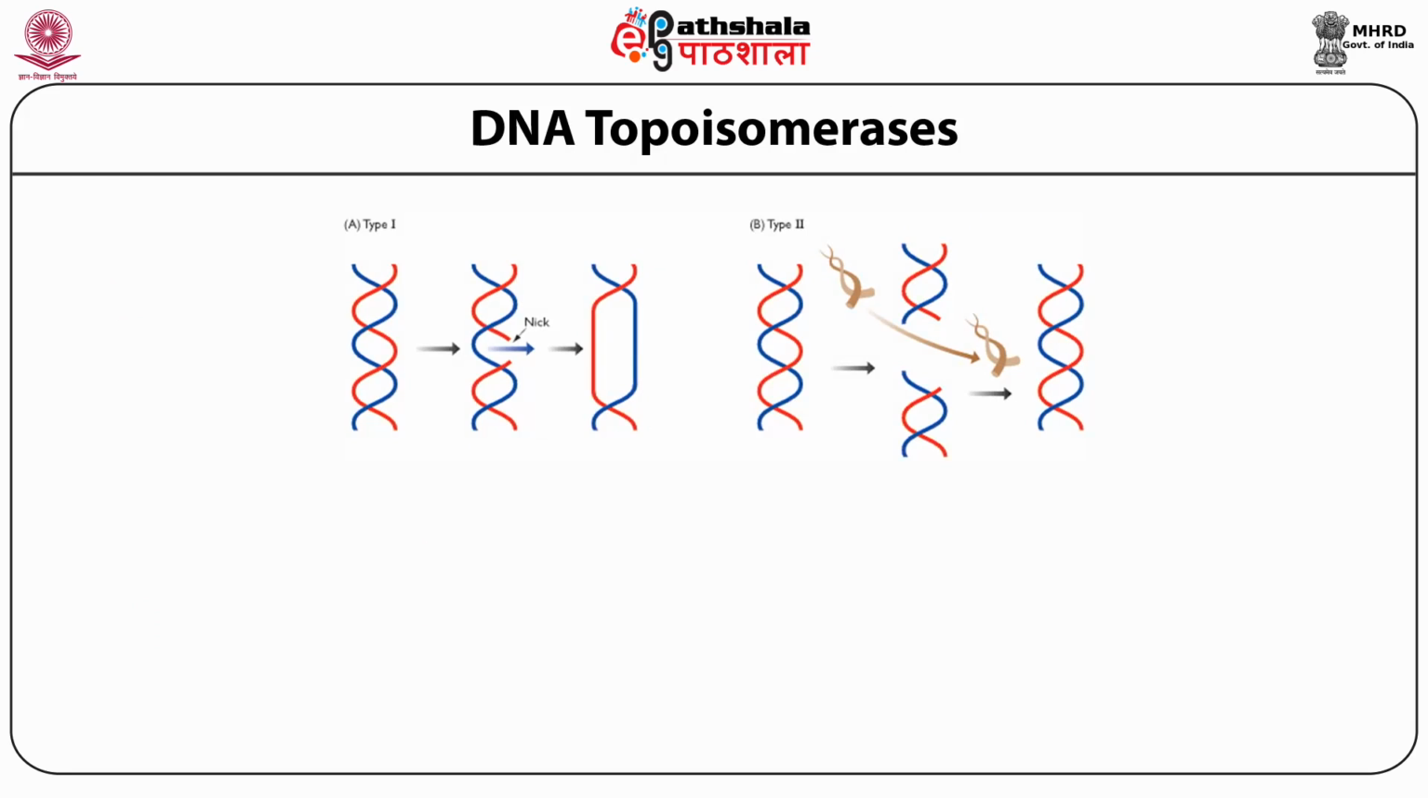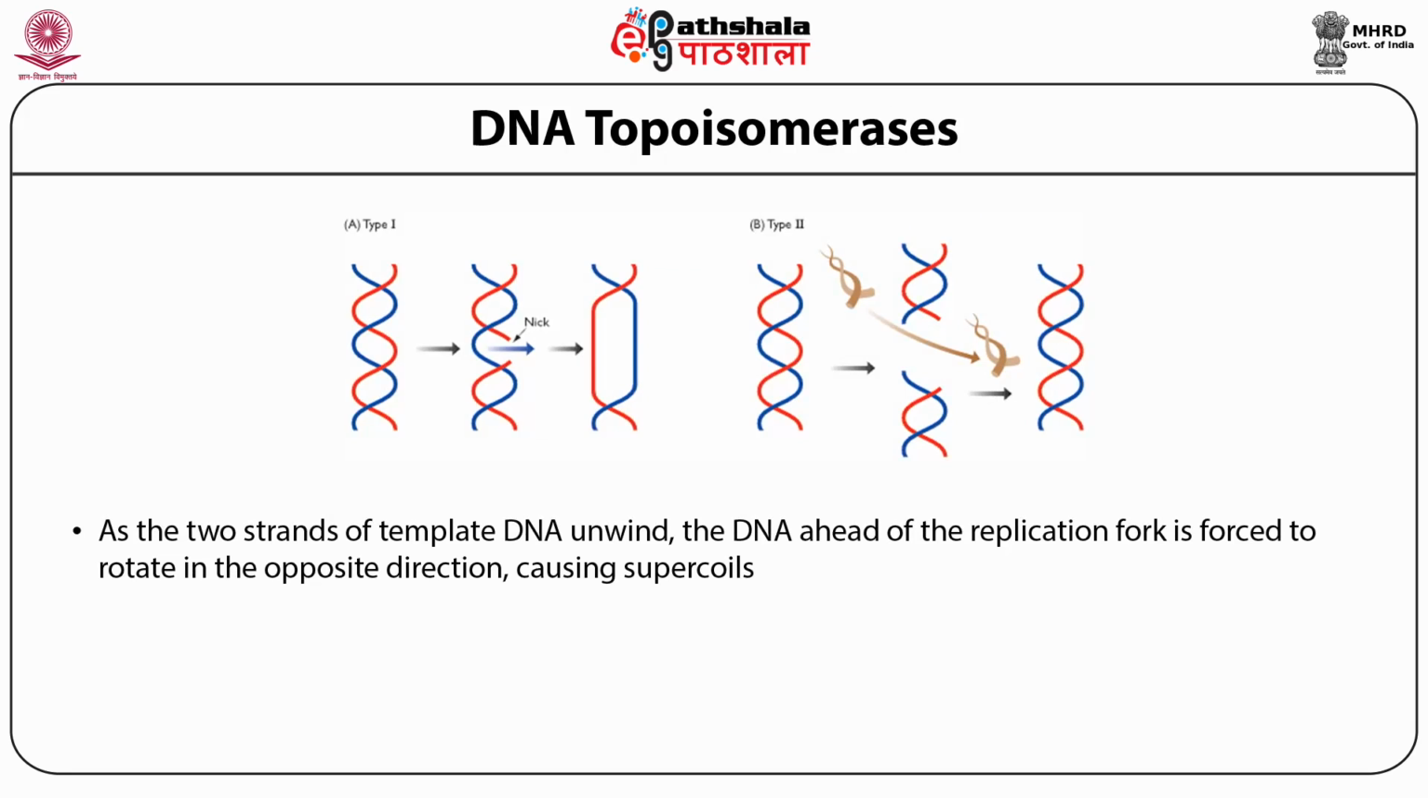Now, DNA topoisomerases. These are special enzymes which help in DNA replication. What do they do? As the two strands of the template DNA unwind, the DNA which is ahead of the replication fork is usually forced to rotate in the opposite direction. This causes supercoils. If too much supercoiling is present, just like the supercoiling you see in a telephone wire, it can stall your replication fork and then replication can stop. In order to prevent this, if there is too much tension caused by the supercoils, there are enzymes called topoisomerases which help to relieve it.